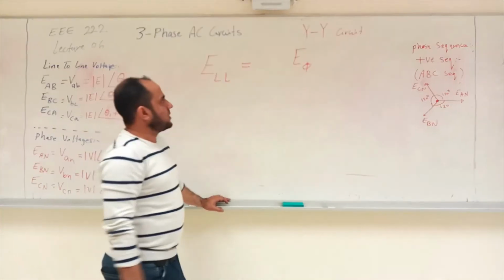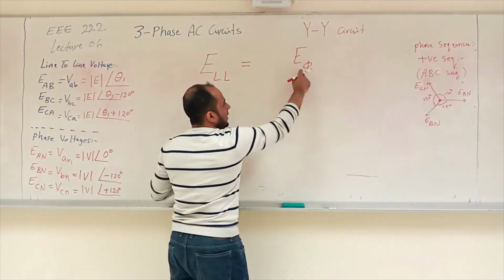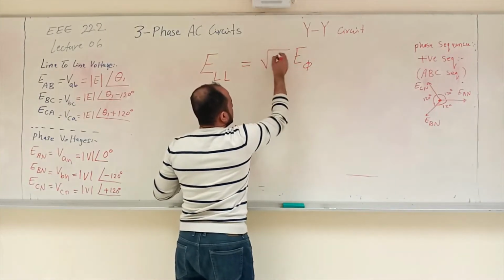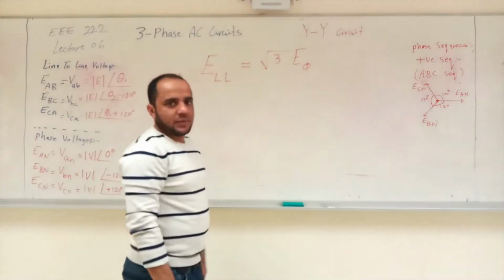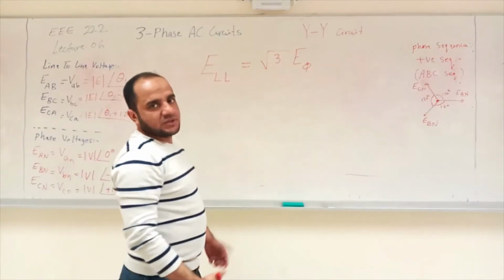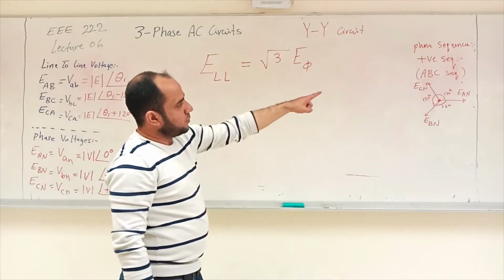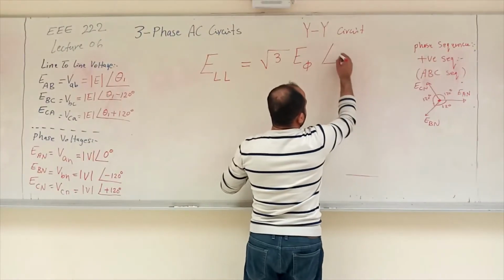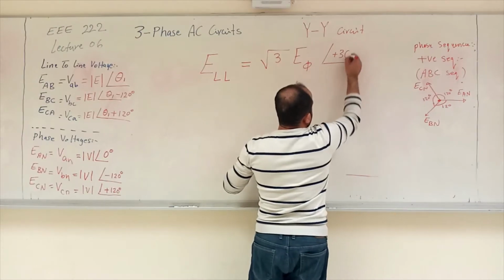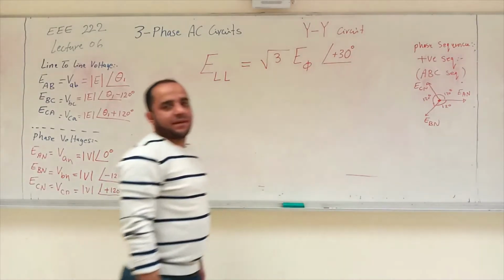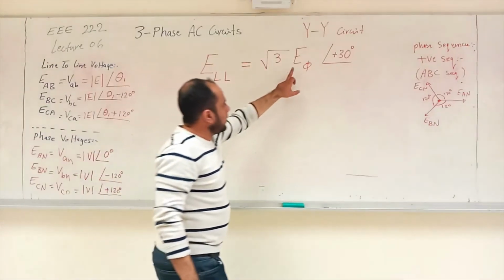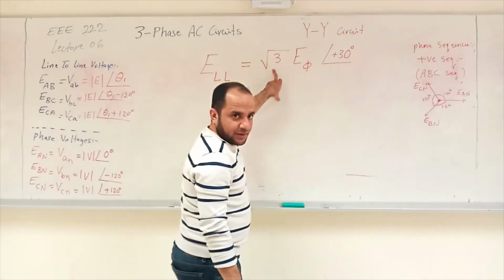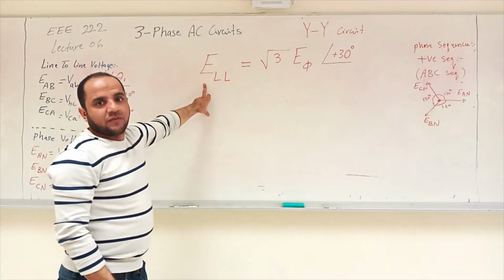What's the relation between them? If you know E phase, which is E line to neutral, you need to multiply it by root of 3. Now it becomes line to line. And if it is positive sequence, you will have to add a phase shift of plus 30. So if we know E phase, we multiply it by root of 3, you will get line to line voltages.